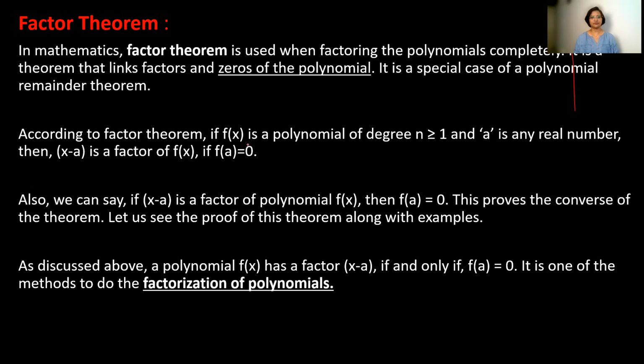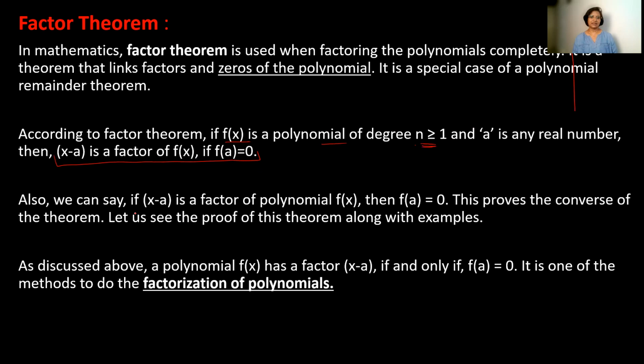according to the factor theorem, if f(x) is a polynomial of degree n greater than or equal to 1 and a is any real number, then x minus a is a factor of f(x) if f(a) equals 0. So the theorem says x minus a is a factor of f(x) if f(a) equals 0. Here f(x) is a polynomial of degree n, where degree is always greater than or equal to 1. a is any real number.